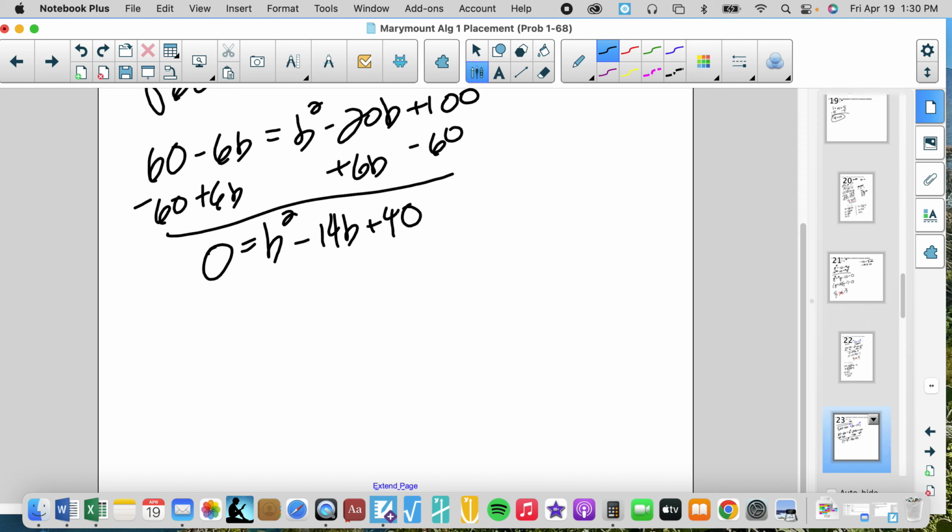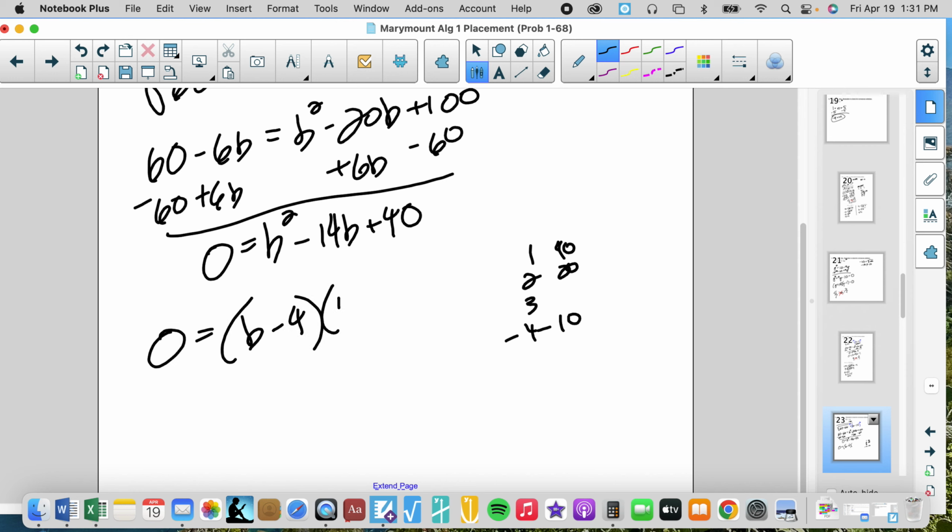What's that? Well, now, as I just say, it's not crazy. 1 and 40, 2 and 20, 3, no, 4 and 10. Signs are the same, both negative. There they are. 0 equals (b minus 4)(b minus 10). So that gives me the solutions of 4 and 10.